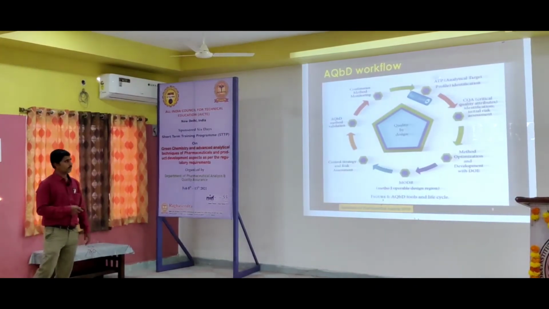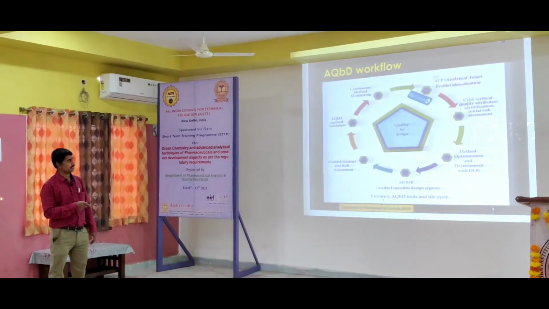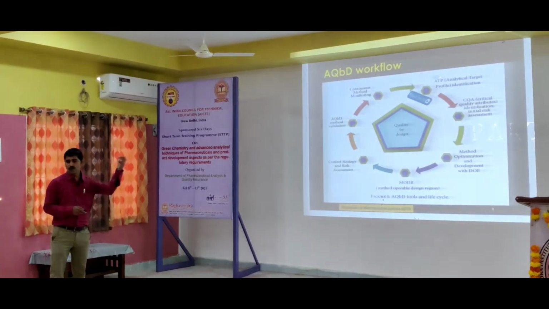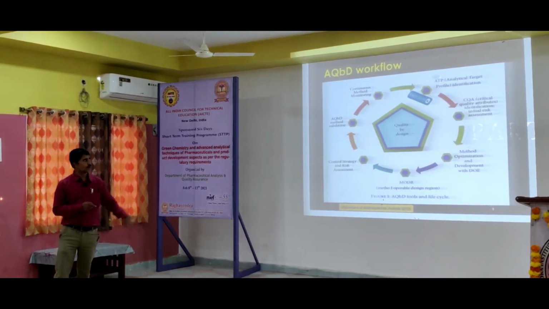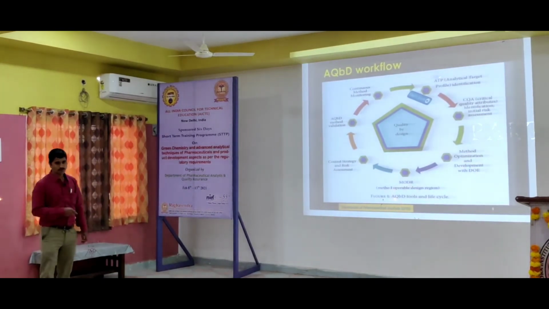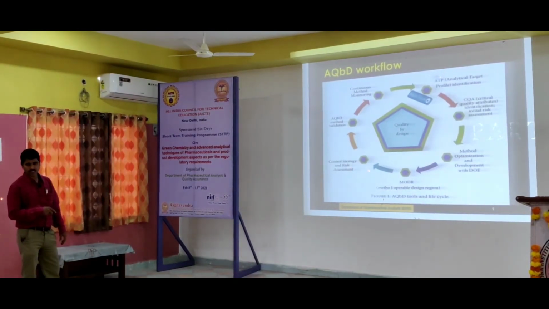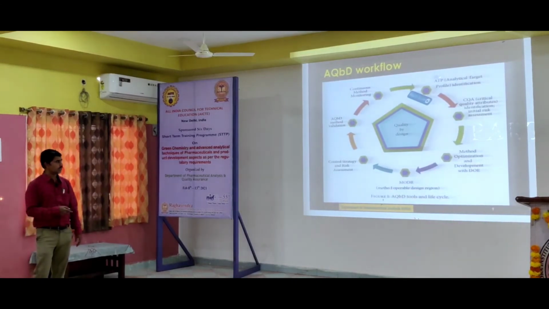So how does the AQBD workflow go? Starting, this is the first step which we see, that is ATP, analytical target profile identification. What we are going to do, that is the main goal we are going to fix here. Then CQA, then method optimization by using DOE, then MODR, the space which we have to select. After that control strategy and risk assessment, then validation, and CMM, continuous improvement.